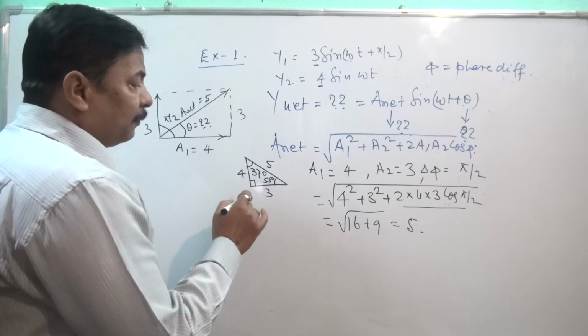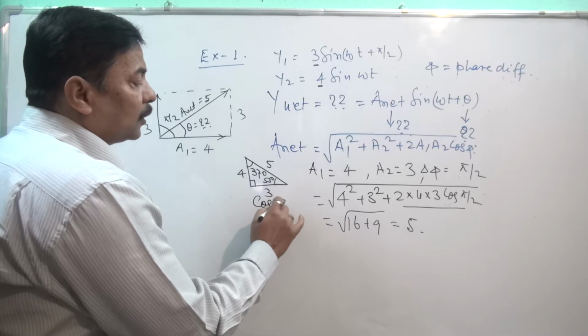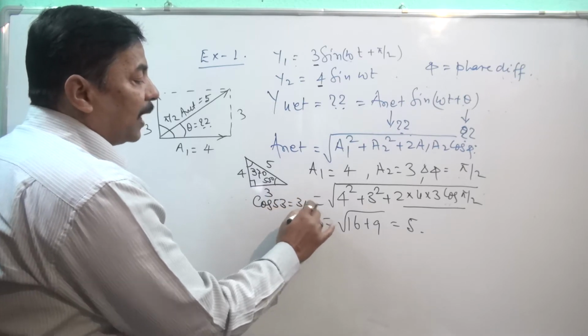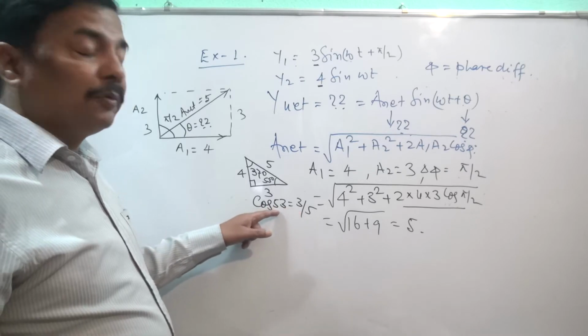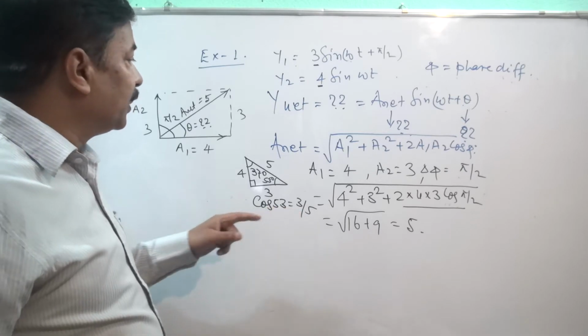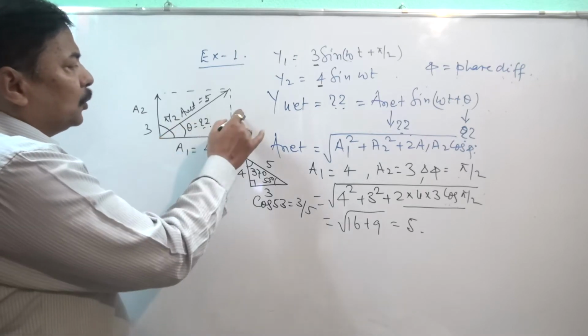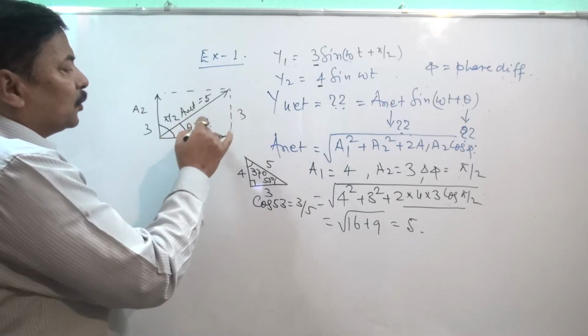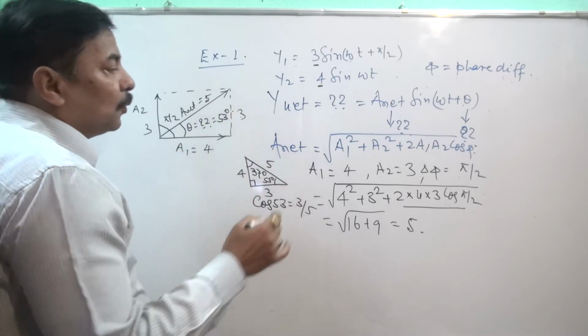So here, what will be the value of cos 53? Cos 53 is equal to 3 by 5 directly. You have to remember these values. If you are getting 3 by 5, you will have to use cos 53 degree. So here we are getting cos theta is equal to 3 by 5, so what value of theta do we get? That is 53 degree.